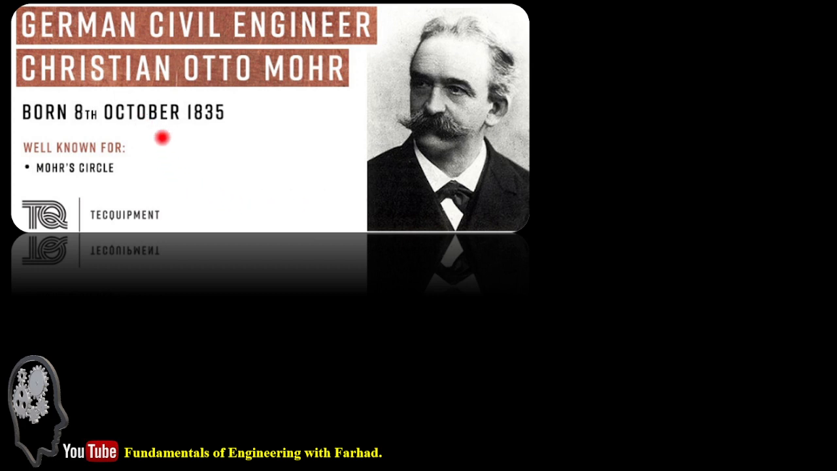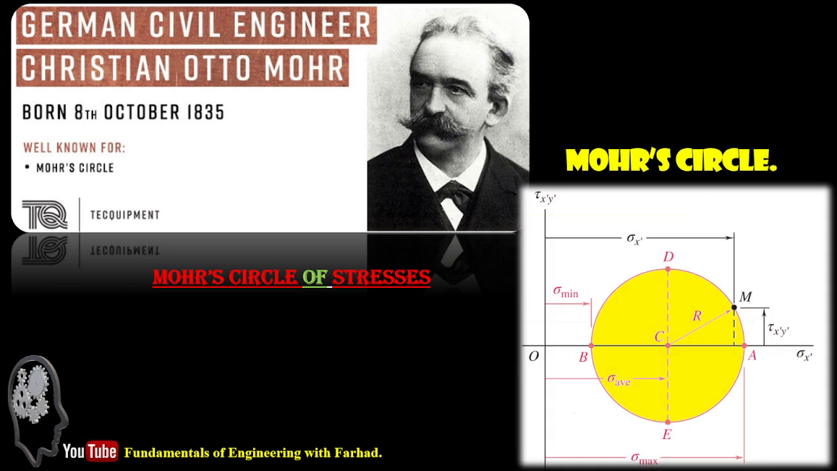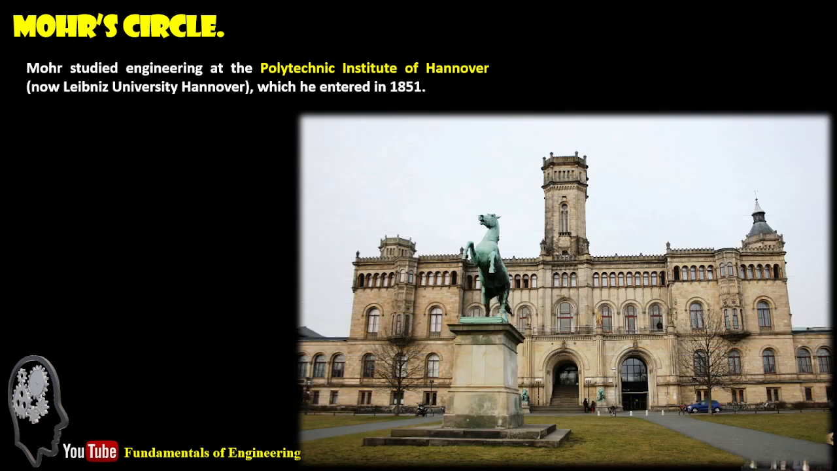Christian Otto Mohr was a brilliant German engineer born on the 8th of October 1835 in the 19th century. He developed a circle which made this stress calculation far simpler than the formula. Mohr studied engineering at the Polytechnic Institute of Hanover. Nowadays, it's known as Leibniz University in Hanover.